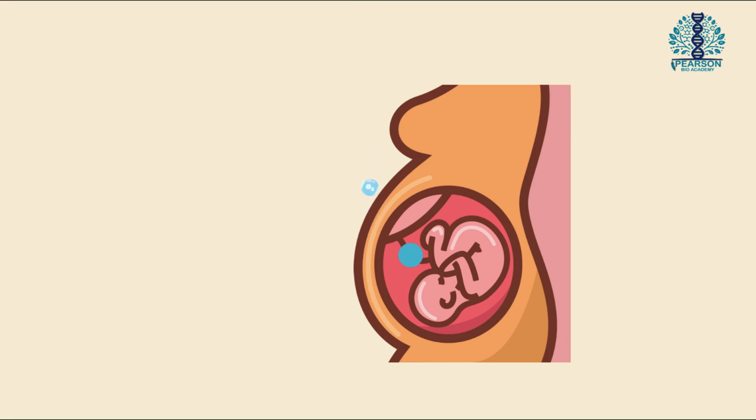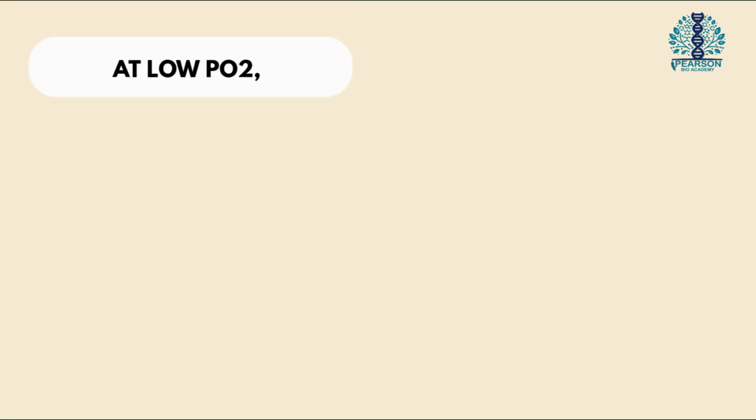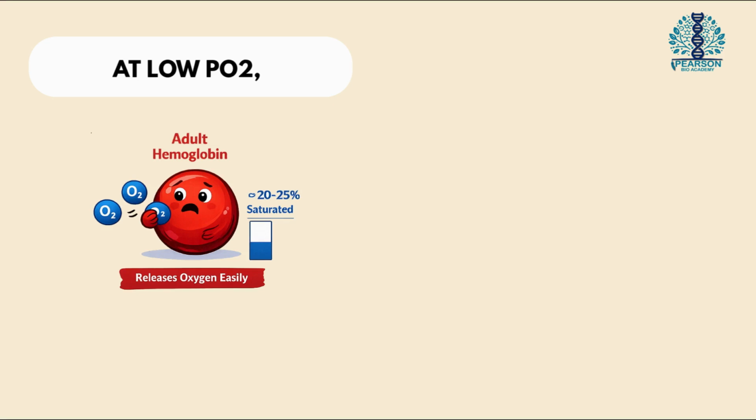And in the placenta, oxygen moves from the mother's blood to the fetus. At that point, the partial pressure is relatively low. So, at let's say 2 kilopascals, oxygen is limited in the environment. So, at this point, adult hemoglobin is less saturated compared to fetal hemoglobin.